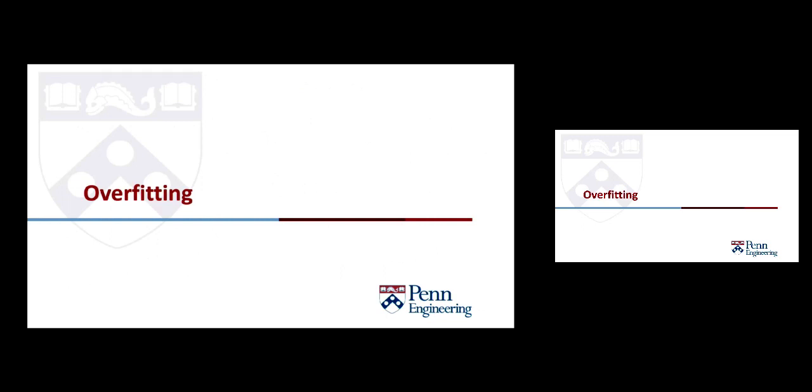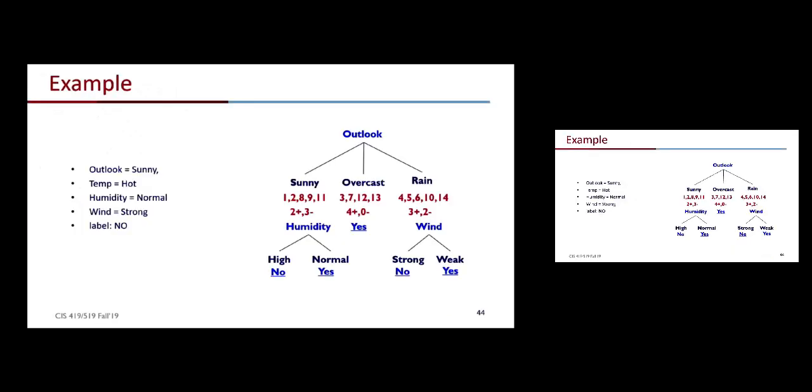I want to move to talk about some general ideas that apply everywhere in machine learning, and we're going to start talking about them in the context of decision trees. And the idea is that of overfitting. So here's a new example. Here is the decision tree that we just learned. What can you say about this example?